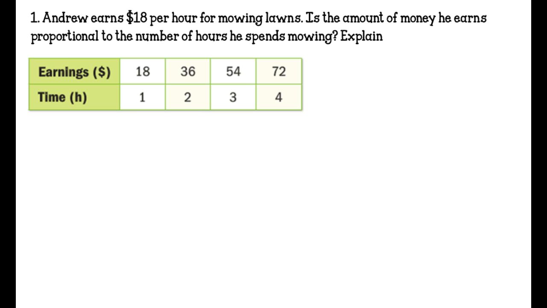Andrew earns $18 per hour for mowing lawns. Is the amount of money he earns proportional to the number of hours he spends mowing? Explain. So the first thing you do is find the unit rate, like what we did in 1.1. So you take 18 divided by 1, which is 18.